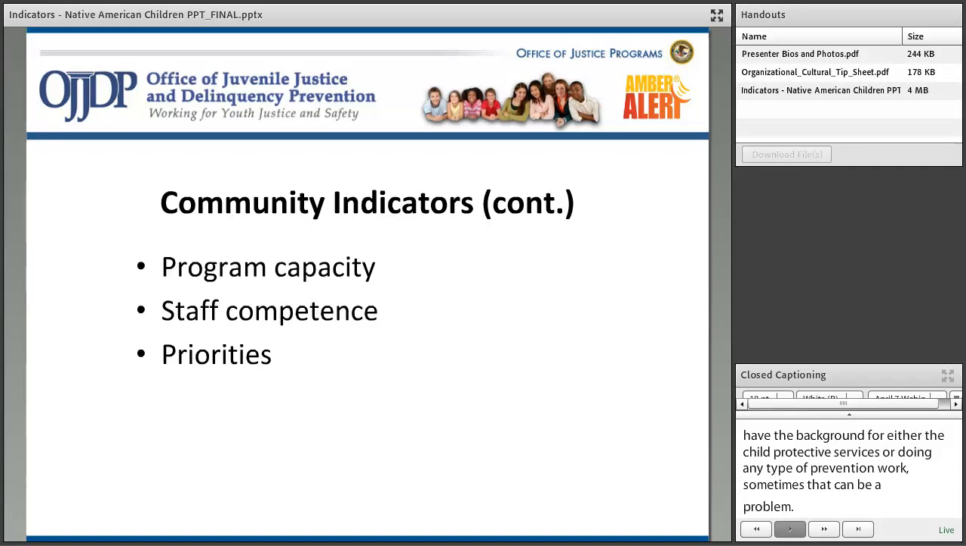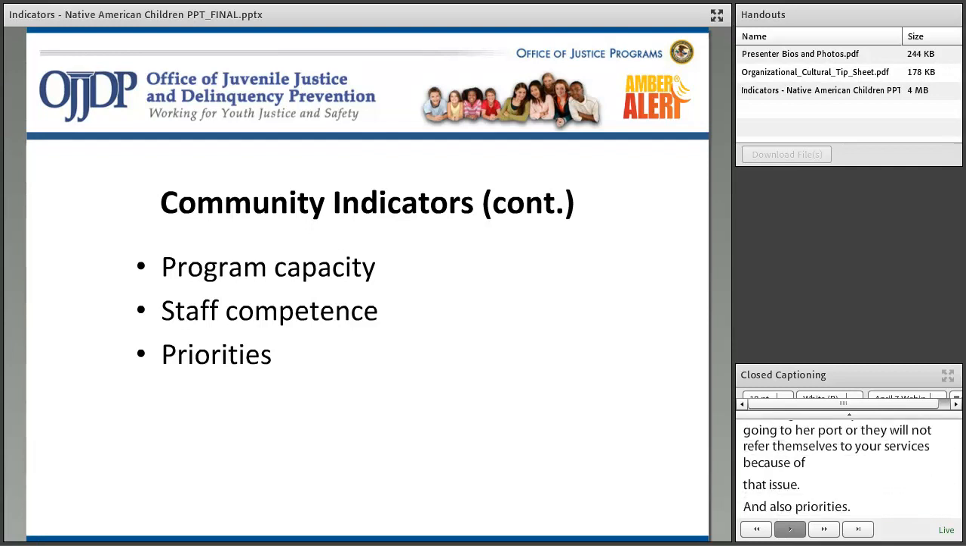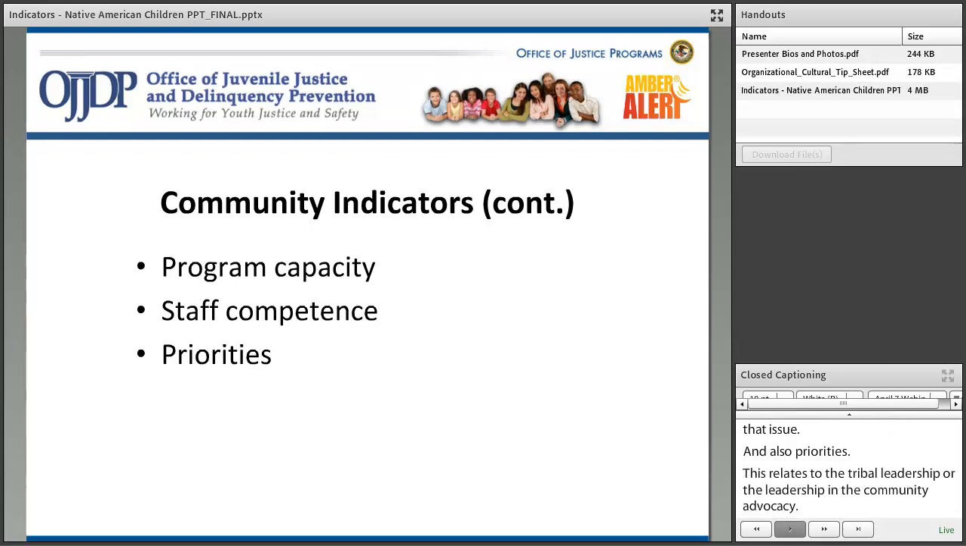And then also priorities, and this relates to the tribal leadership or the leadership and community advocacy, is that if the priorities of the community or your tribal or your city leadership isn't aligned with what you're trying to do, then you don't have that level of maybe financial or capacity support to do what you need to do in responding to child abuse.